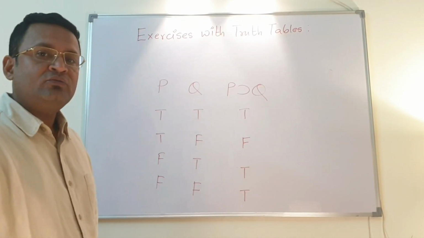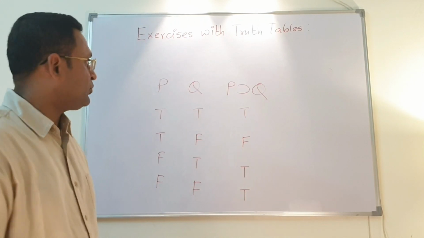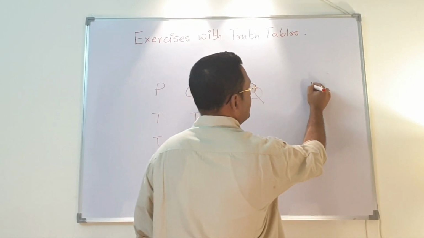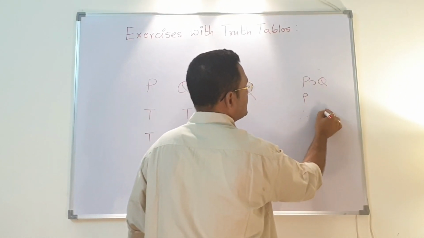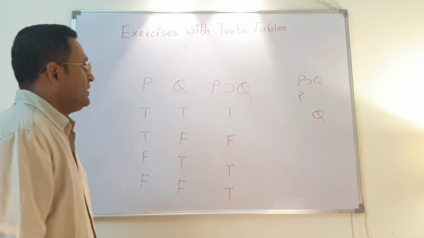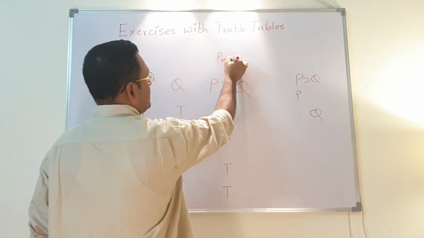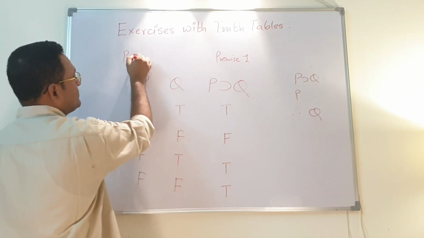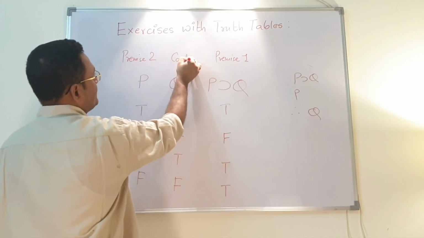So how do we find out whether this argument is valid or invalid? What were our premises? Our premises were P implies Q and P, and our conclusion was Q. This is something you need to remember. Now you need to identify that this is my premise 1, this is my premise 2, and this is my conclusion.